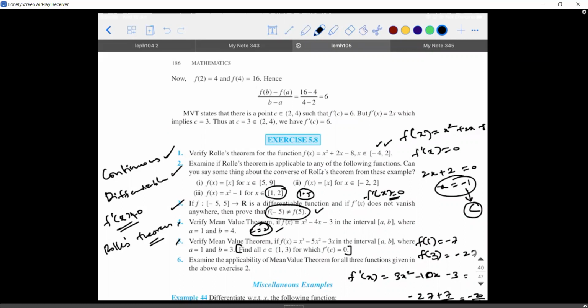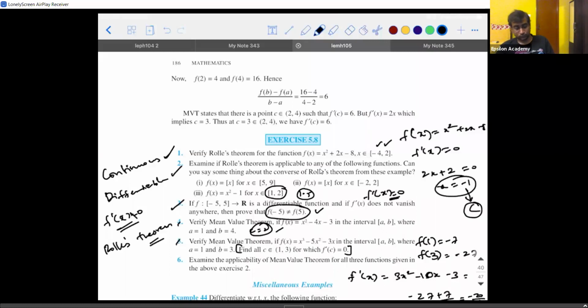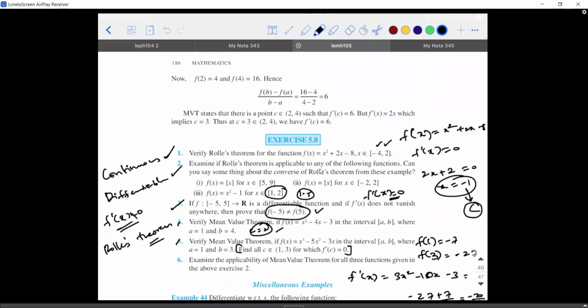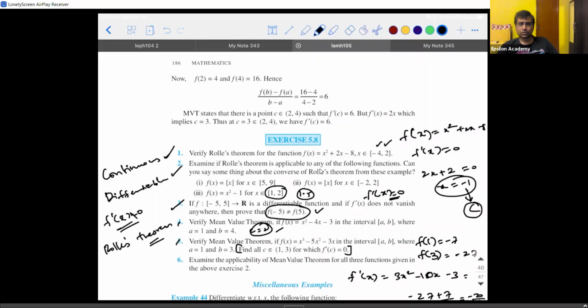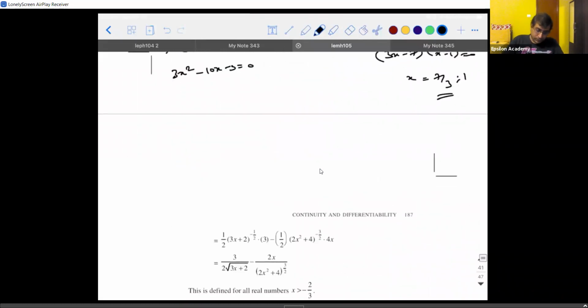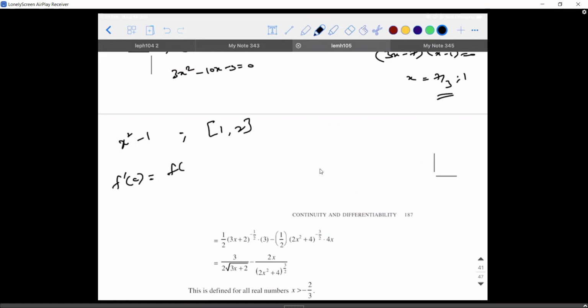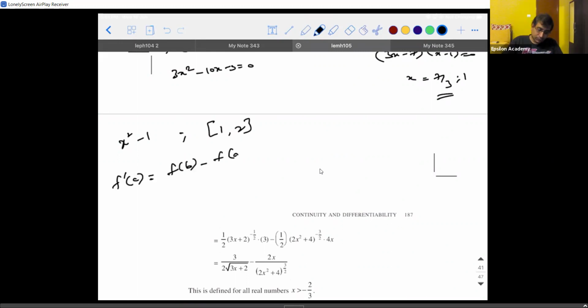Yes, sir, it's possible. What is the value of C? Zero, sir. Then 0. What did you do? 0 is not a number between 1 and 2, no? Then how is it valid? So the function is x square minus 1 and the interval is 1 to 2. So for mean value theorem, what are we supposed to do? F dash of C equals f of B minus f of A divided by B minus A.